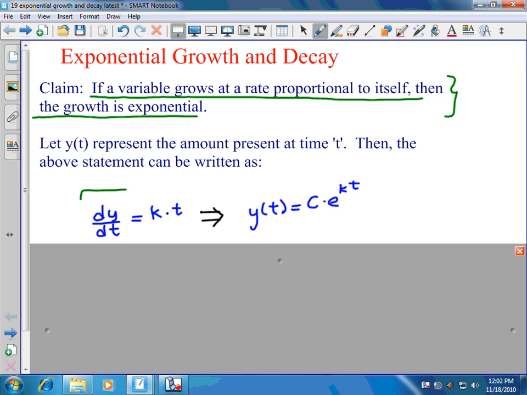Now what does this mean? dy/dt represents the rate of growth, or the rate of change, of the quantity y if it is proportional to itself. That means if it is proportional to the existing amount, that would be y. If dy/dt equals k times y, then what we're saying is that the function will be an exponential function. That y is going to grow at the rate of an exponential function.